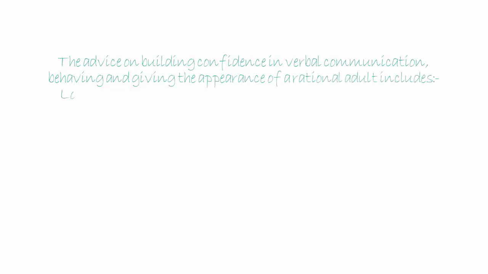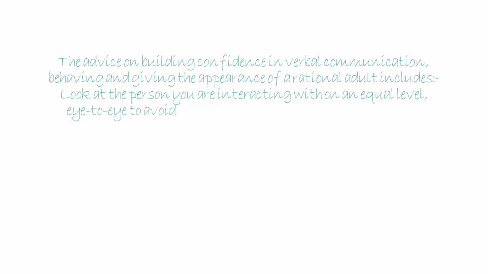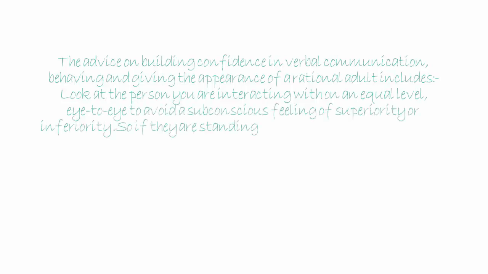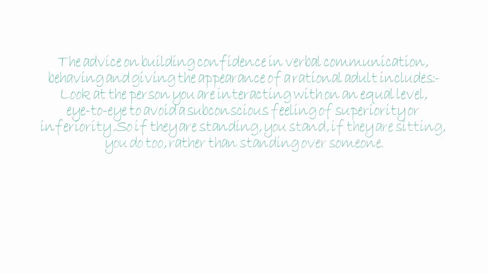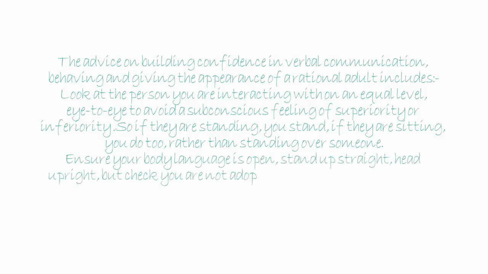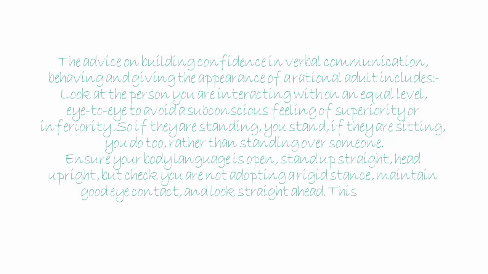The advice on building confidence in verbal communication, behaving and giving the appearance of a rational adult includes: look at the person you're interacting with on an equal level, eye to eye, to avoid a subconscious feeling of superiority or inferiority. So if they are standing, you stand. If they are sitting, you do too, rather than standing over someone.